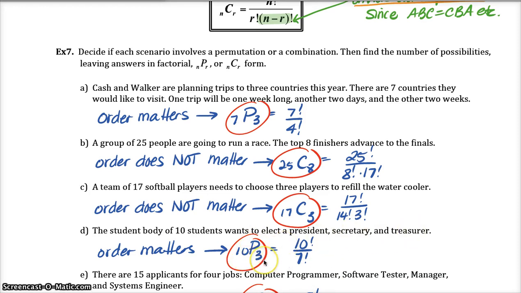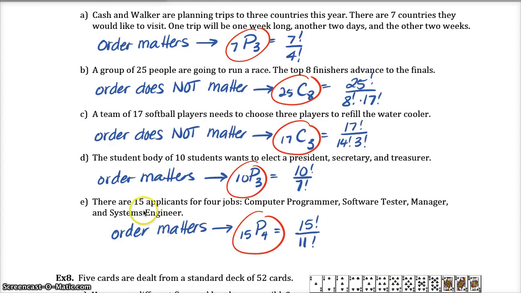So 10P3. And letter E, there's 15 applicants for 4 jobs. Because those jobs have different titles, you are doing different things, then the order matters. So there are 15 people to choose from. The order matters, so it's a P, and there's 4 positions.